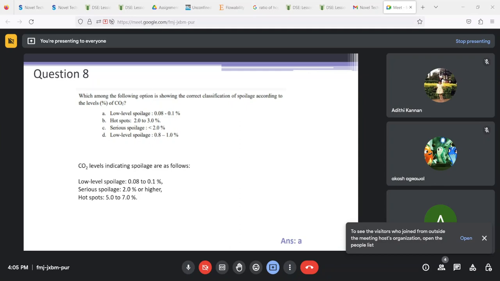One of the parameters by which the silos are inspected is the carbon dioxide level. So only A is correct, the rest 3 are false. For hotspots, it is 5 to 7%, and for serious spoilage, it is greater than 2%. So hope this is clear.